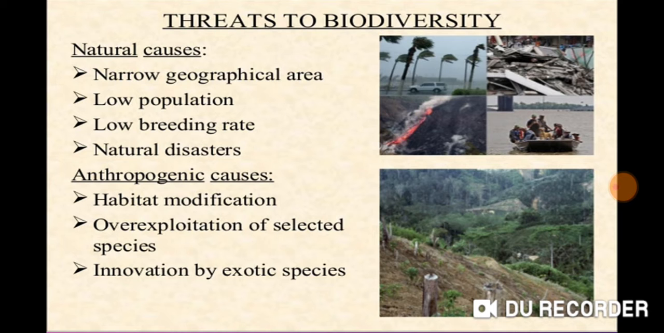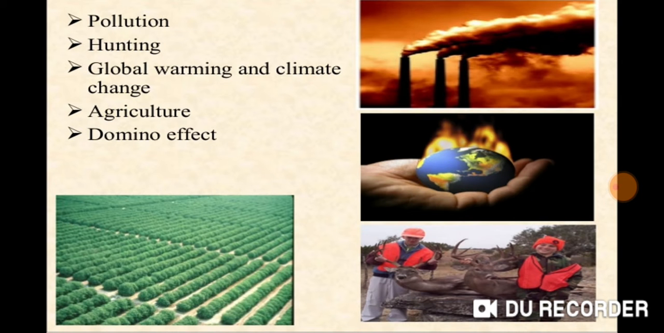Anthropogenic means man-made. When we modify a habitat, we develop societies, we kill certain organisms. Overexploitation of selected species, the overhunting of ducks, hunting of parrots, the excessive use of certain species like fish, overhunting of fish, the introduction of external species in our environment that may be the limiting factors for or threats to our biodiversity.